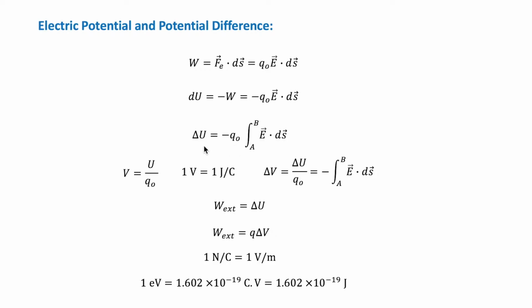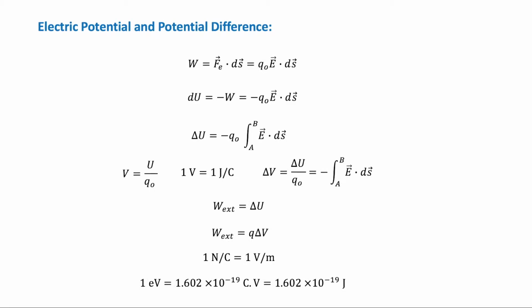So if a test charge Q naught is placed in the vicinity of an electric field E, the electric force acting on the test charge is given by Q naught E, okay? So if the charge moves an infinitesimal displacement ds, which is a vector tangent to the path of the particle, then the work done within the particle-field system by the electric field on the charge is given by this equation. So W is equal to Fe dot ds, which is equal to Q naught E dot ds. And so this is the work done by the field on the particle.